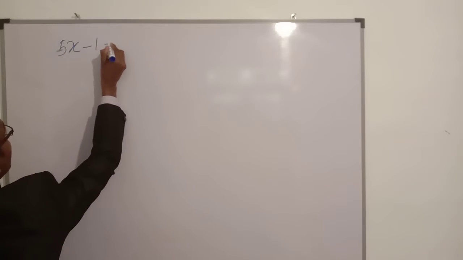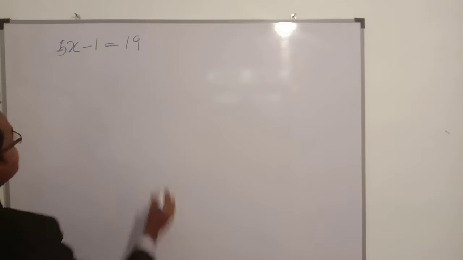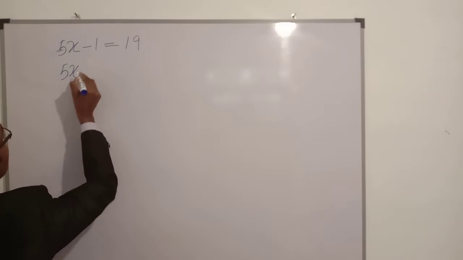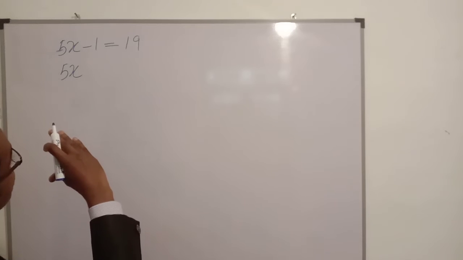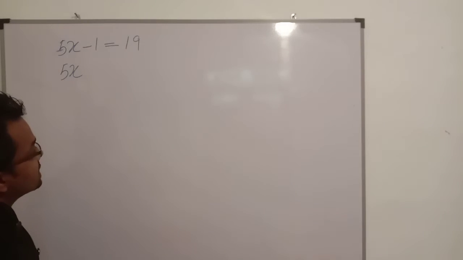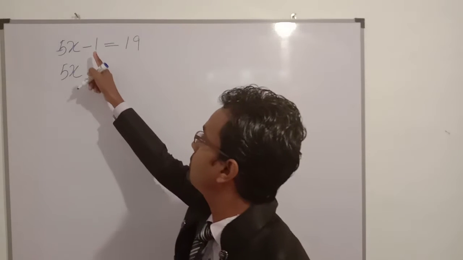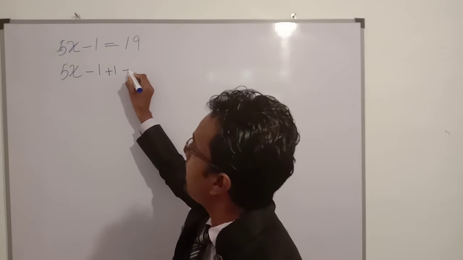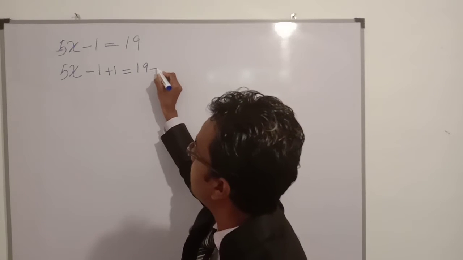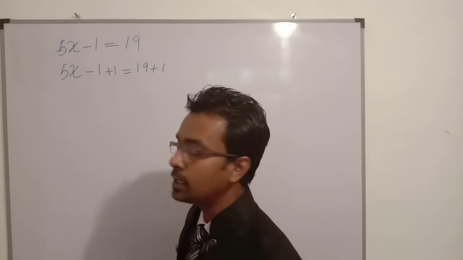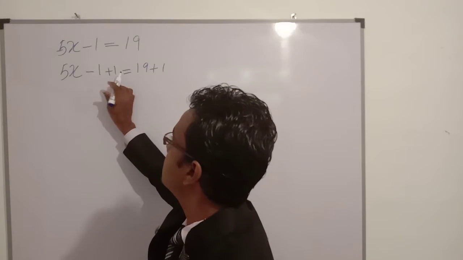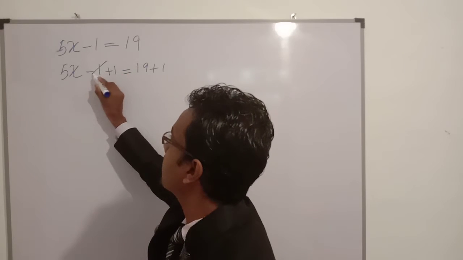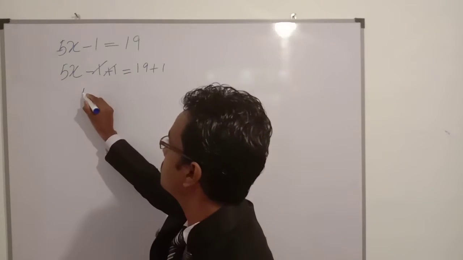5x minus 1 equals 19. Let's see how to solve this equation. Put 5x, keeping x the same. Let's cancel minus 1. To cancel minus 1, I will write the opposite value of minus 1, which is plus 1. Add the same value to the other side, 19 plus 1. Remember, in mathematics, plus 1 and minus 1 cancel out because their signs are different.